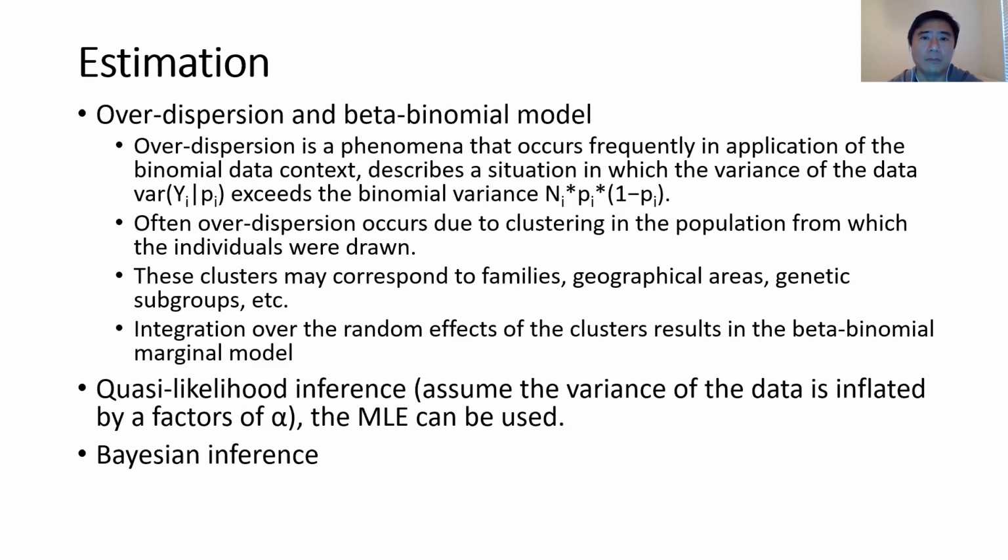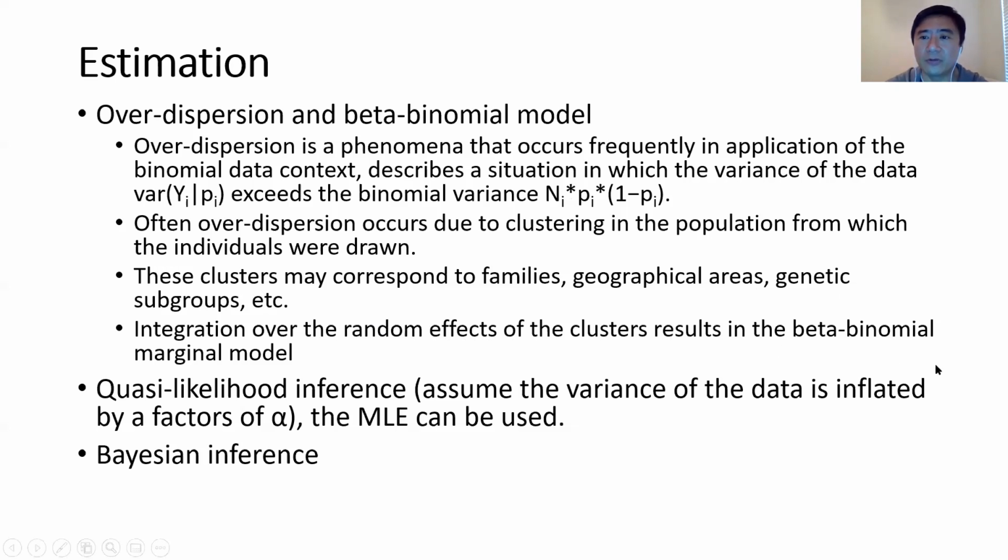they will share the same genetics. And if you draw some of them from the same geographical location, they will share the same environmental factors there. Therefore, you may not have a perfect random sample, but instead a cluster sampling. And this will give you a variance which may not be the correct variance based on the binomial distribution. These clusters may correspond to families, geographic areas, or genetic subgroups. And then the integration over random effects of the clusters will lead to the beta binomial model.